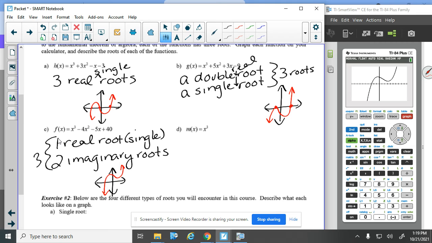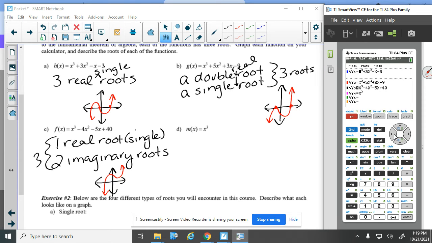So lastly, we just have plain old x cubed. And x cubed isn't the only one that has this situation. If I did some other things to it, we could also get this type of root. So here's a graph. If I turn it on, do you see how here it flattens out but only goes through once? When graphs flatten out, that means they have a triple root or possibly a 5 times root.